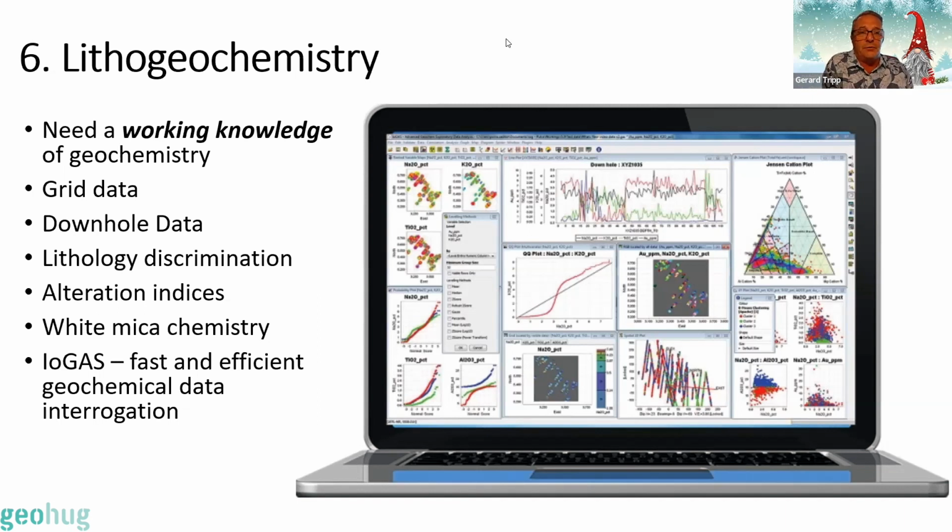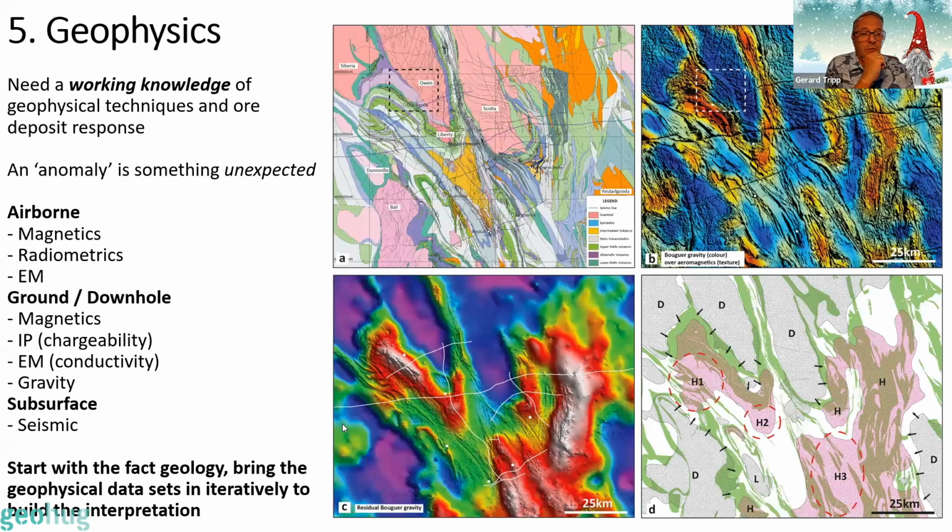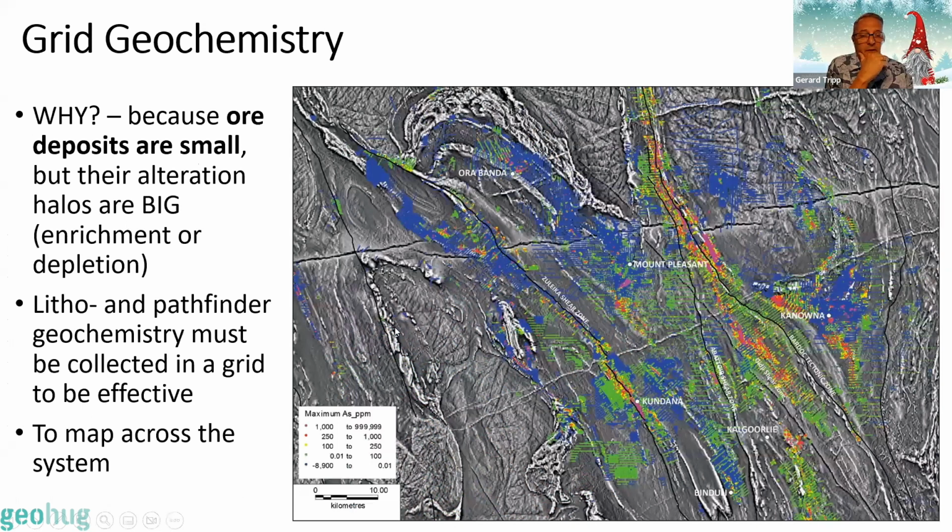So why do we do grid geochemistry? Because ore deposits are small, but their alteration halos are big, and so we need to collect data in a grid to effectively map across the system, to map the fluid system. And that's really what it's about.